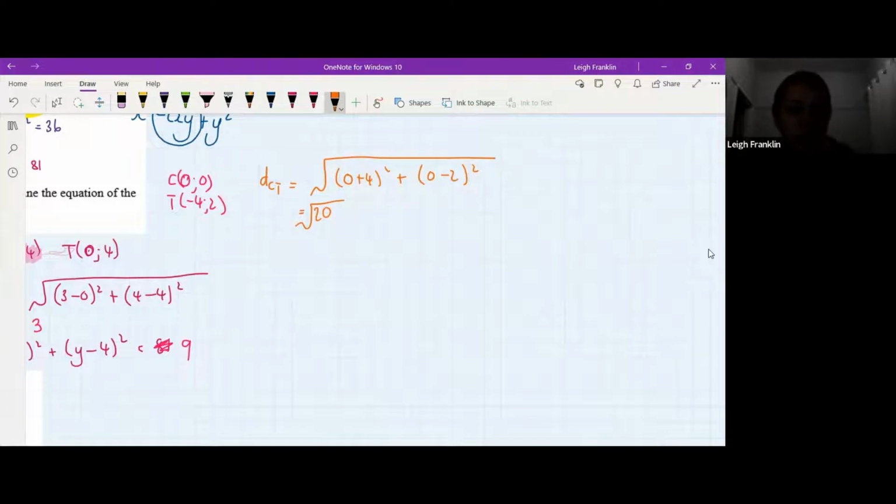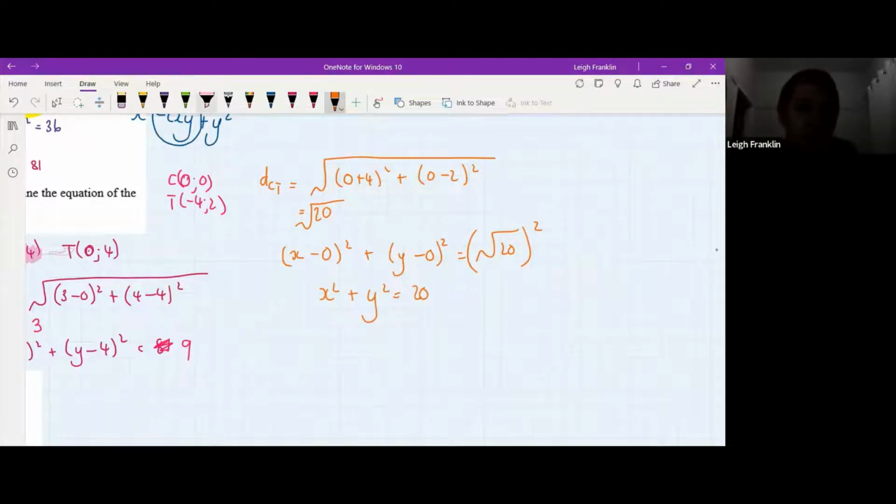And then when it was centered at the origin, remember it's going to be x minus 0 squared plus y minus 0 squared is equal to r squared. Okay, so that's why I ended up with x squared plus y squared equals 20. Okay, does that make sense?